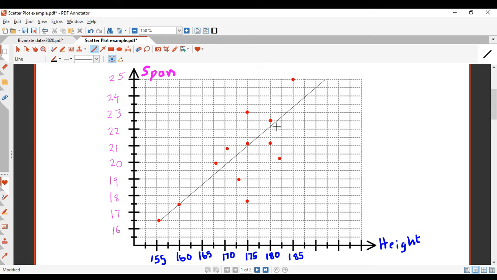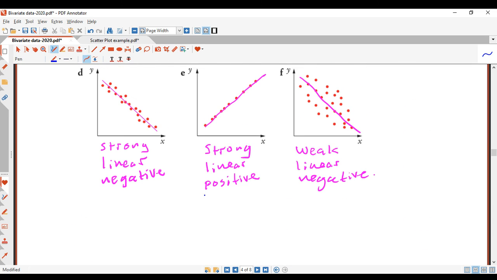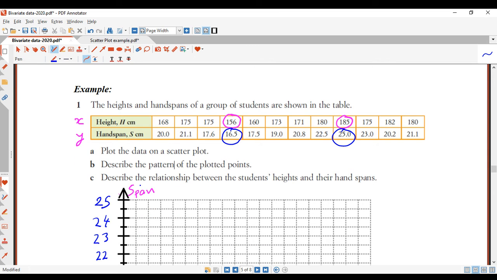I am going to say it's a weak relationship because the points are quite far away from the line there. So weak relationship and positive correlation. So let's write that down. Now, there were 3 things we had to do, weren't there? 3 words. So we're going to say weak, we're going to say linear, and we're going to say positive. So weak, linear, and positive for the second point there.